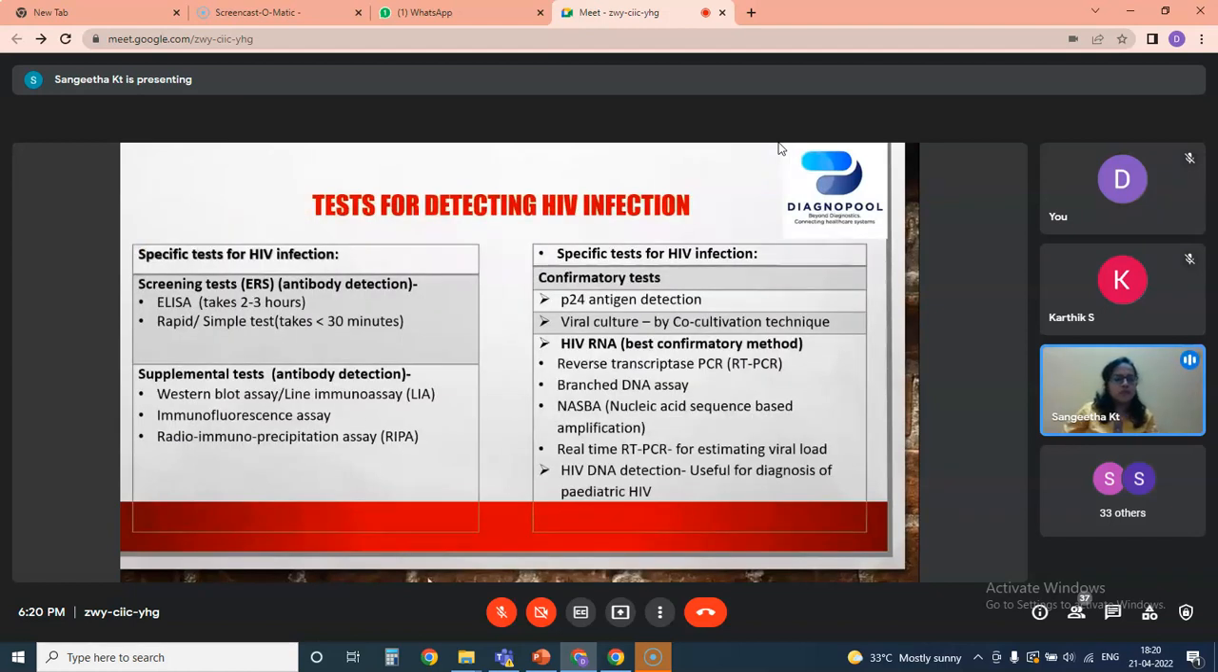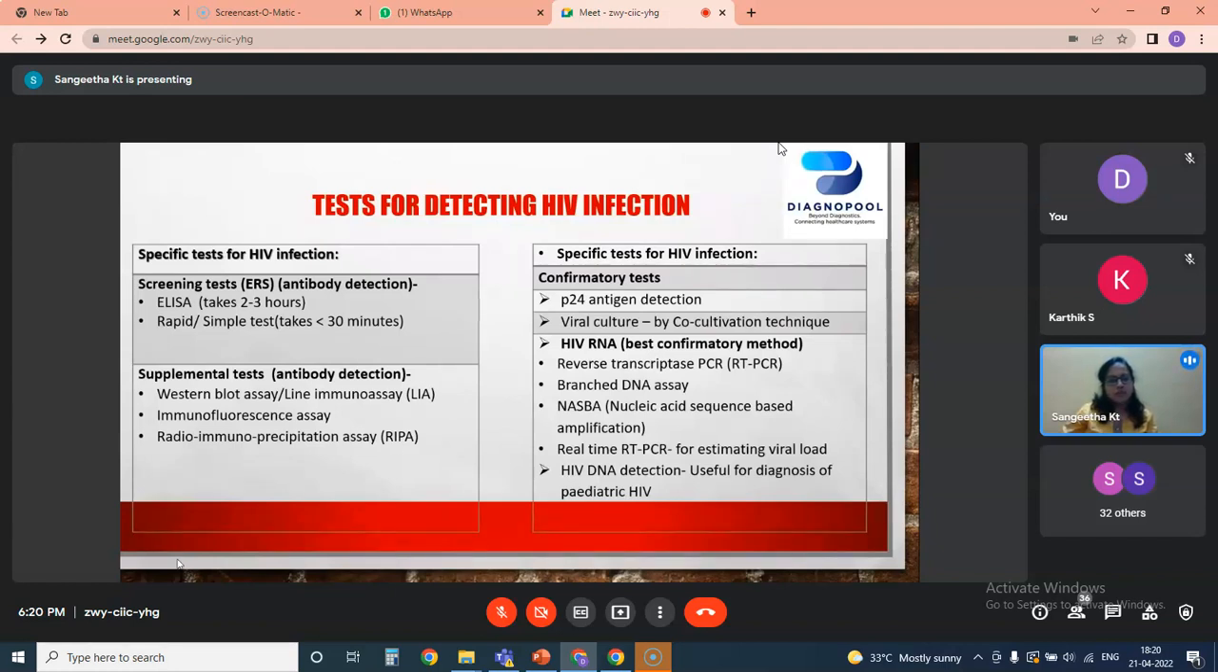Now coming to the various platforms which are available. This is mainly from the NACO guidelines. NACO recommends mainly doing the screening test. We have supplemental tests and we have specific tests for HIV infection. Coming to the screening test, they are usually ELISA or the rapid test. ELISA platforms usually take 2 to 3 hours. We even have rapid or simple tests which can take even less than 30 minutes.